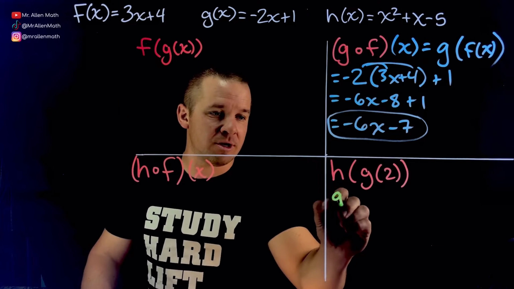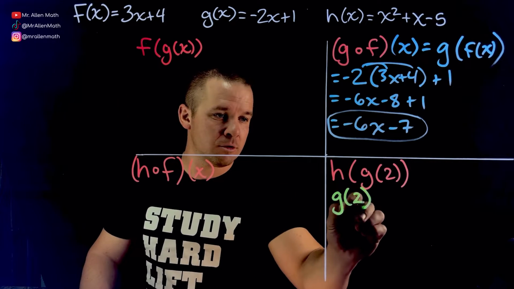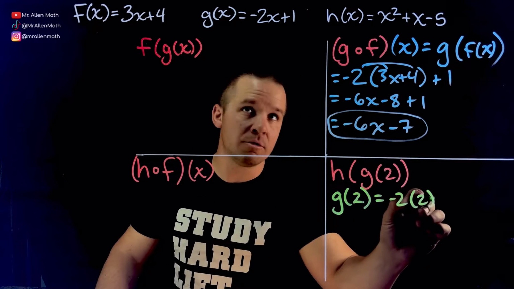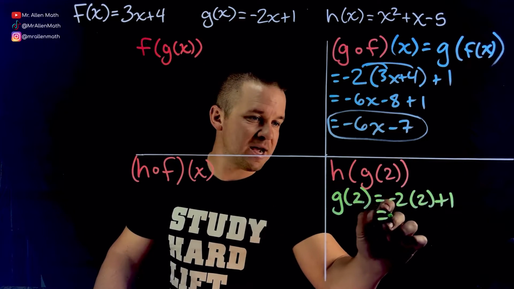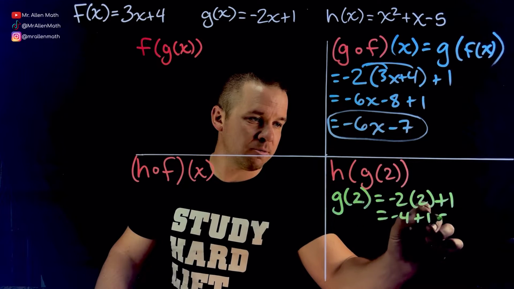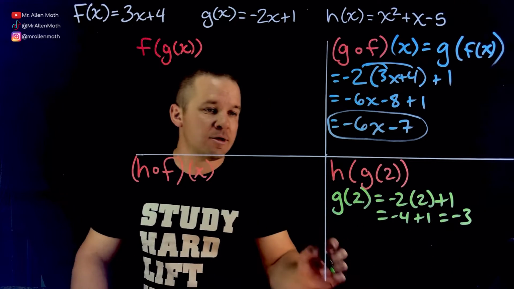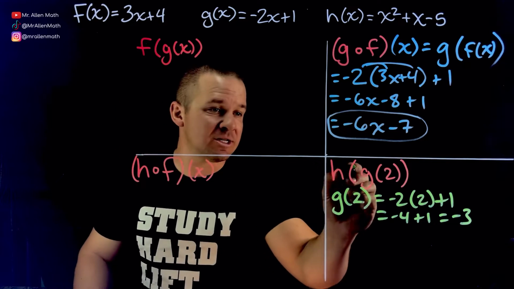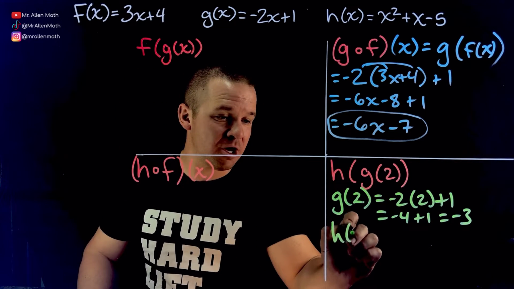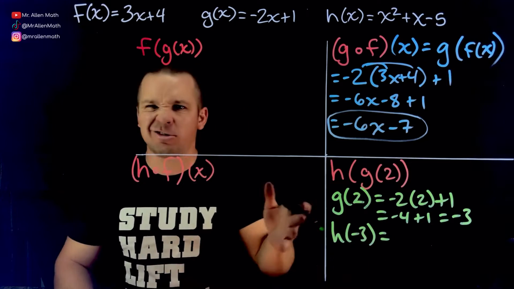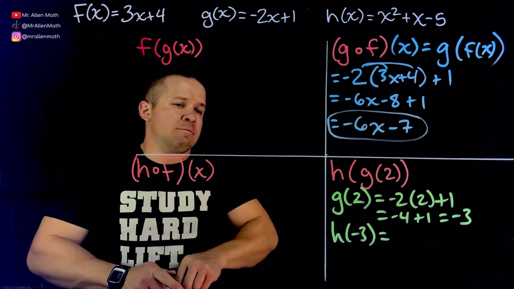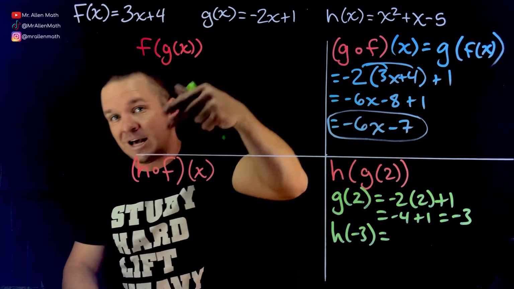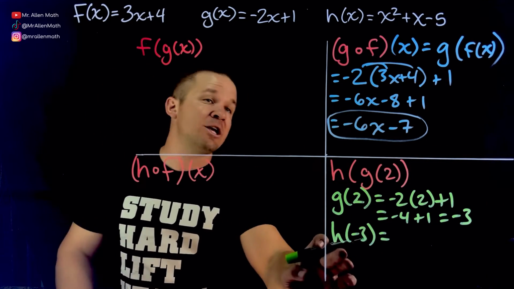So the first thing I'm going to do here is g of 2. So we're going to plug 2 in for x, so -2 parentheses 2 plus 1, that's -4 plus 1 equals -3. So that's what is going to go into our h function now. So I'm just going to take -3 and I'm going to do h of -3. So it's like a two-part problem, if you will. And I could have had this go then into f and be like f of h of g of 2, and then I'd plug that into f. So here we got h of -3.